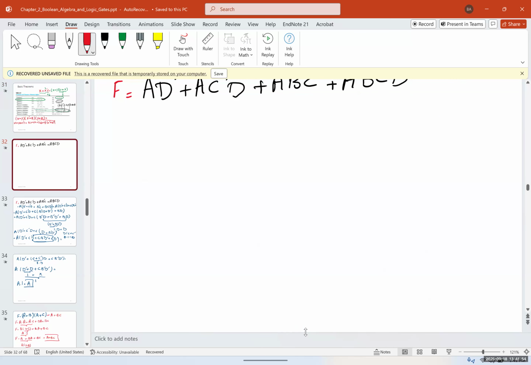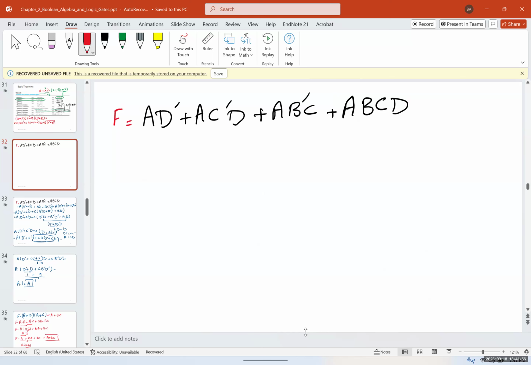Next question, we want to simplify the following. F is equal to AD prime plus AC prime D plus AB prime C plus ABCD. This was a question from last year's first exam. I think it was in one of the exams, maybe first or second exam. And we want to simplify this.